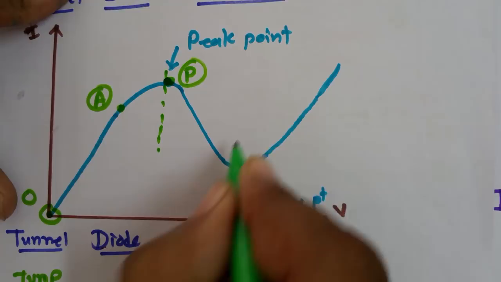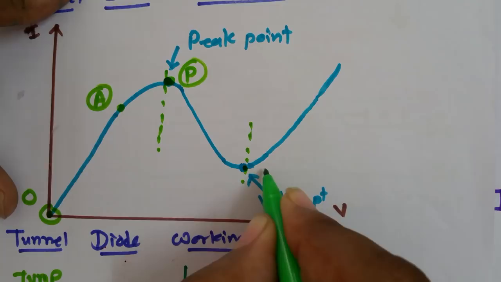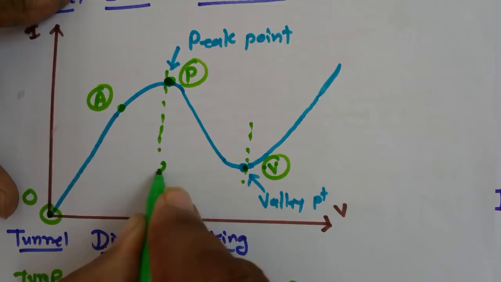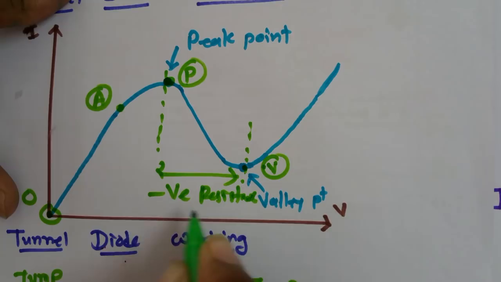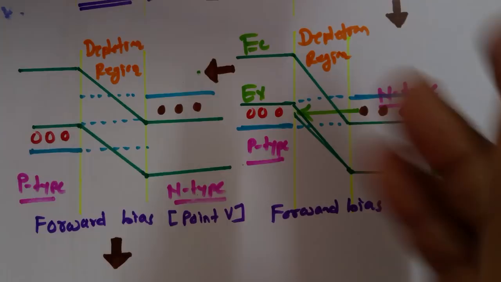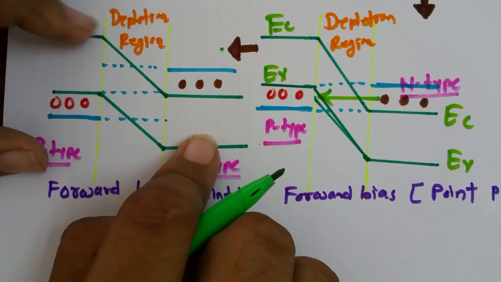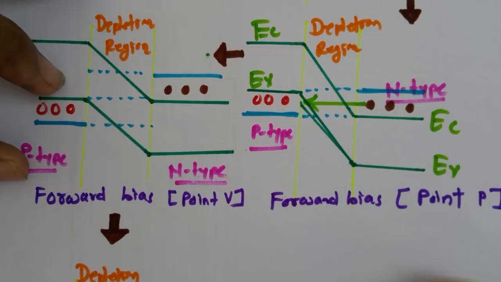As we increase voltage, current is decreasing, and that decreases up to this point, which is noted as V, the valley point, where we observe in this region the negative resistance characteristic. That is what we are observing, and it happens as per this band diagram, where the gap narrowed down. So from point P to point V, we will be observing the negative resistance characteristic.